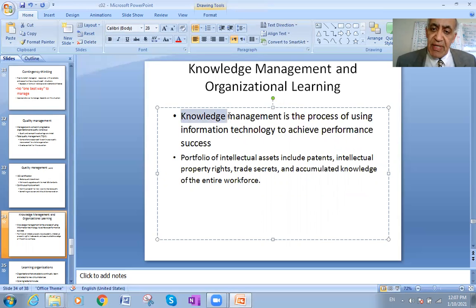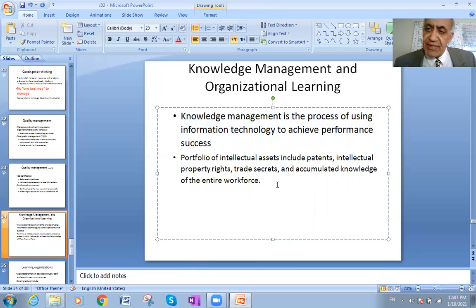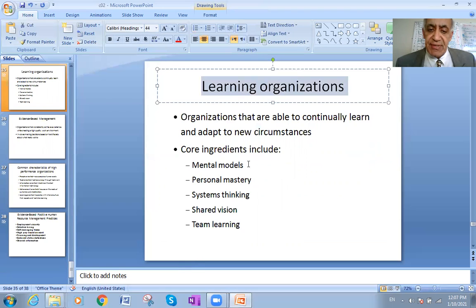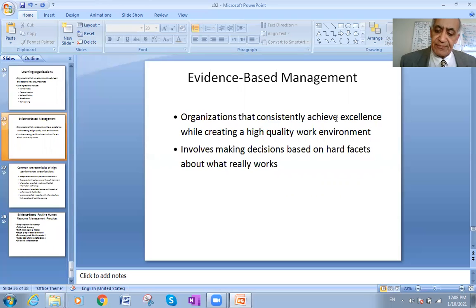Knowledge management is what? Knowledge management is the process of using information technology to achieve success. No one can deny the role of technology nowadays, and its role is actually increasing. Learning organizations: mental models, personal mastery, systems thinking, shared visions, team learning. So this is what we have to take care of today.